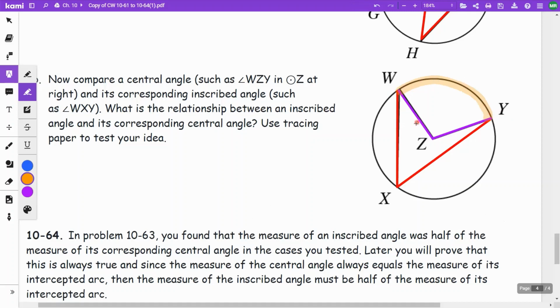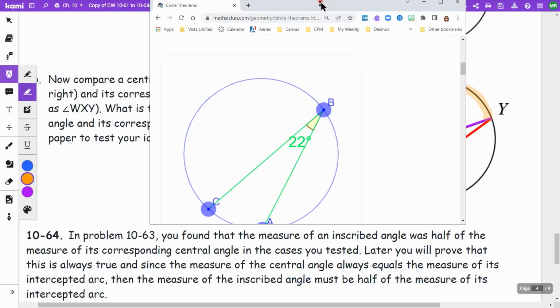They wanted us to, again, use the patty paper and compare them. What you were to find was that this angle here is smaller than this purple one. So the inscribed angle that forms the same arc as a central angle is smaller. And what you'll notice is it actually is two of these inscribed angles that makes up one of these central angles. So again, visual.